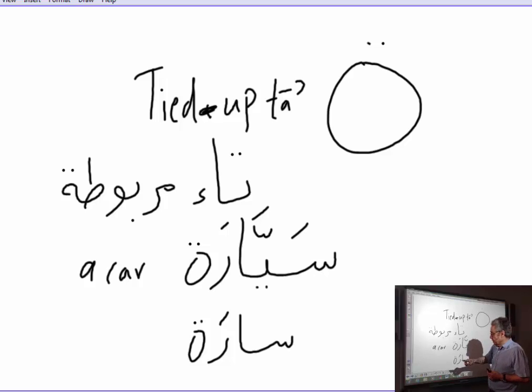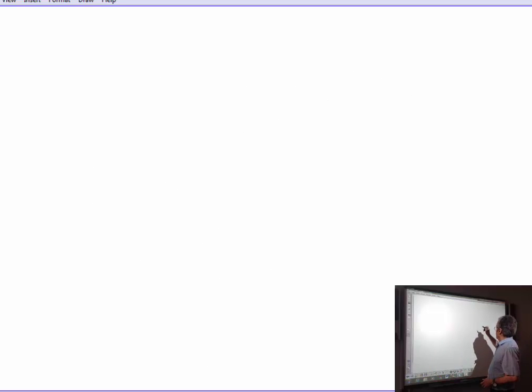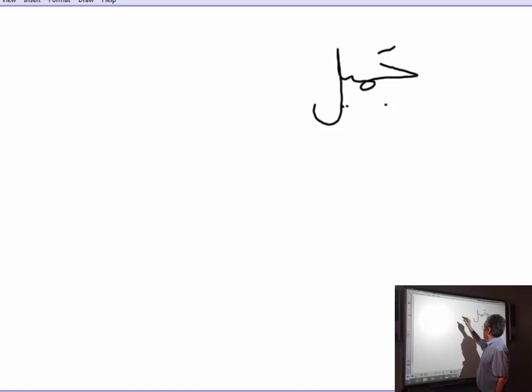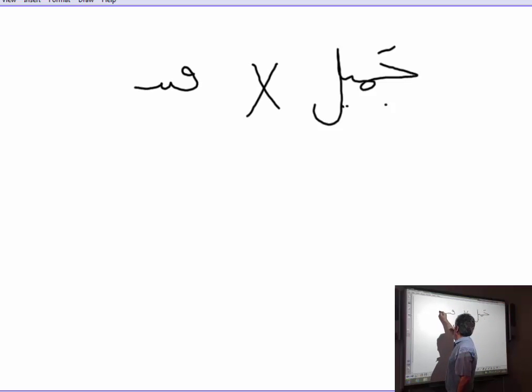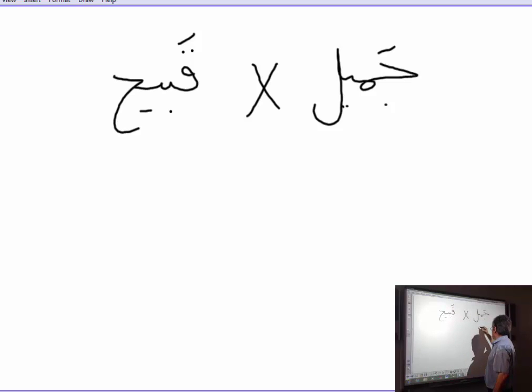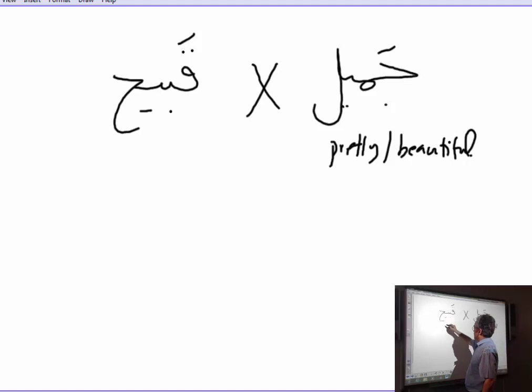So let us take some more words, like some adjectives. Let us look at these adjectives together. These are two adjectives. Jamil means pretty, beautiful. And Qabih is ugly, shabby, or whatever.